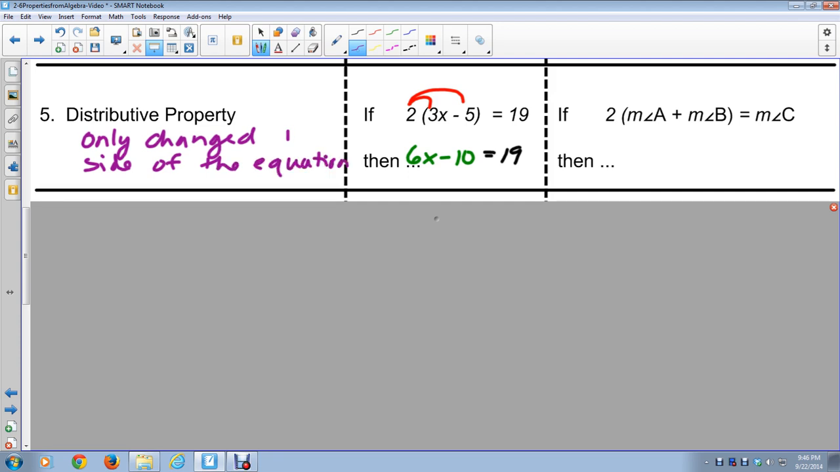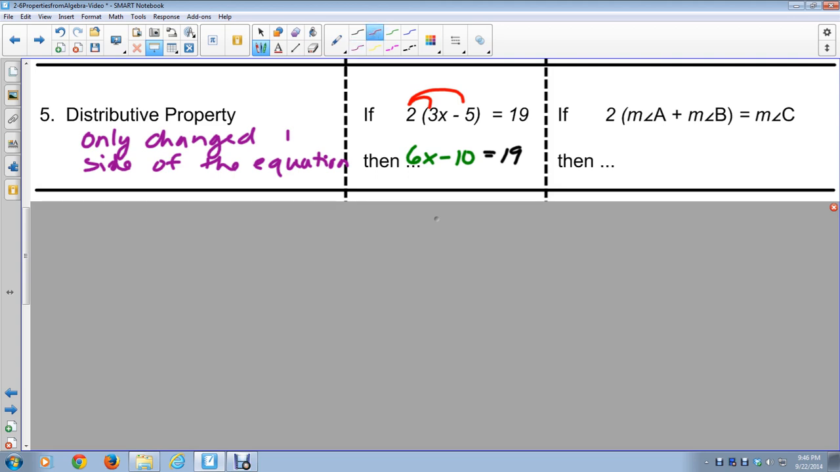of the equation. Okay, can you see that this one would be easy to mix up with multiplication property because I am actually multiplying. I'm multiplying the 2 by both the 3x and the 2 times the -5. Difference is multiplication property of equality, I multiply on both sides of the equation. Distributive property, I only multiply on one side. Doesn't have to be the left side, either the left or the right.